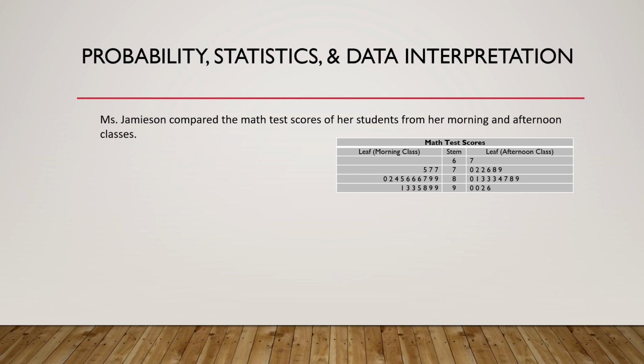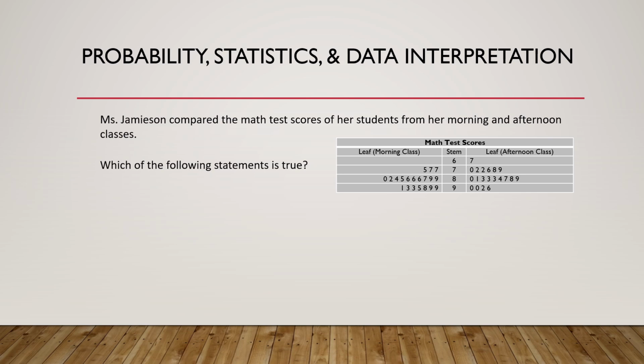Ms. Jameson compared the math test scores of her students from her morning and afternoon classes. This is called a stem and leaf chart. The stem is in the center and represents the tens digit, and the leaf represents the ones digit for the data collected. For example, the morning class had test scores of 75, 77, another 77, then 80, 82, and so on. Whereas the afternoon class had scores of 67, 70, 72, another 72, 76, and so on. This method is often used as a way of organizing data for easier observation and condensed space.